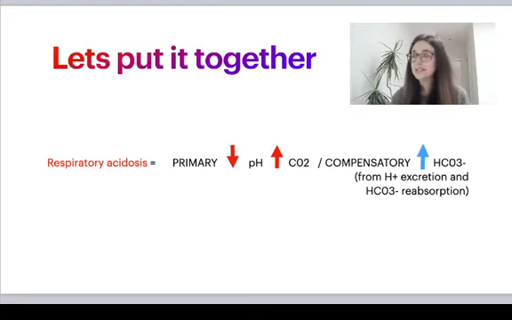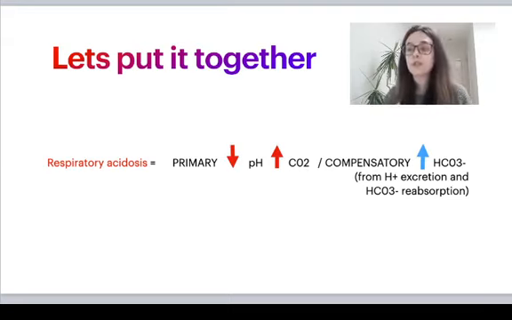Respiratory acidosis. So our pH is too low, it's lower than normal range. We then look at the CO2, and that is higher because it's respiration, it's opposite. pH is down, CO2 is up. Okay? And the compensatory mechanism we may see from this is an increase in bicarb.